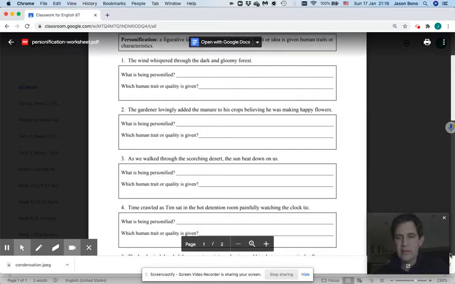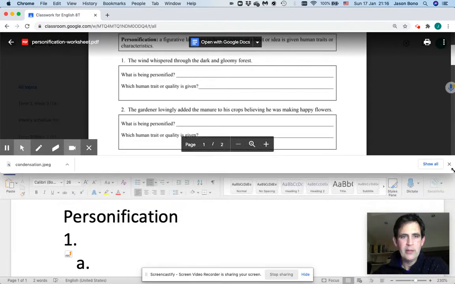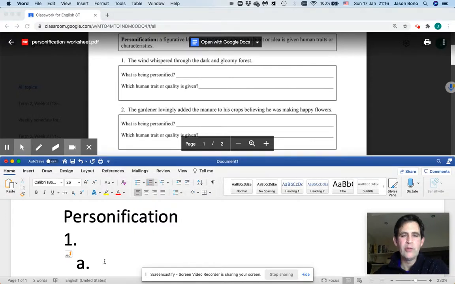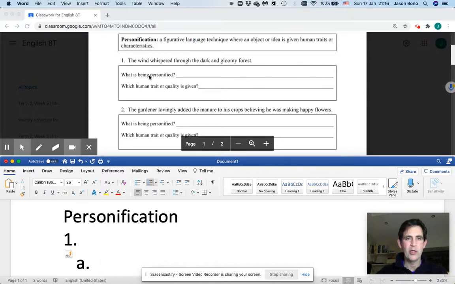The wind. So what I'm going to do here is lift this sheet up, and I'm going to be typing my answers. Again, you're very welcome to write your answers in your notebook and then take a photo of it and upload it. But I'll write them here. So number 1, question A, what is being personified? I'm going to type the wind.